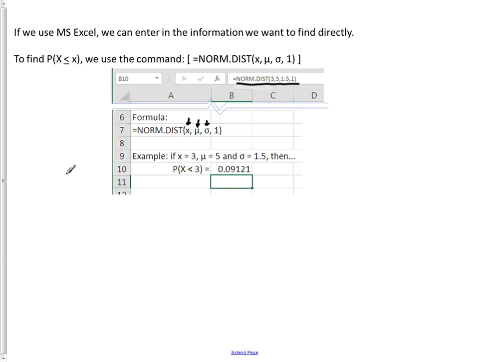All right, so we get 0.09121, and what we're looking for goes like this. If we have a normal distribution where the mean is 5 and the standard deviation is 1.5, and we find 3 right here, what is this area? Well, we have our answer: that area has to be equivalent to 0.09121.